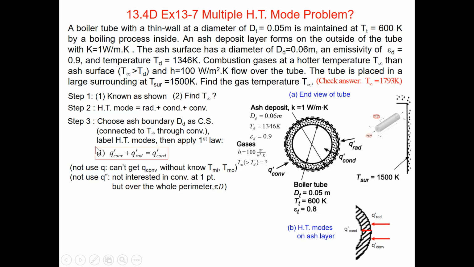Step 3. We choose ash boundary dd as our control surface because it is connected to the unknown T infinity through convection. Then label all heat transfer modes: radiation, convection, and conduction. Finally, apply the first law. All in equals all out.